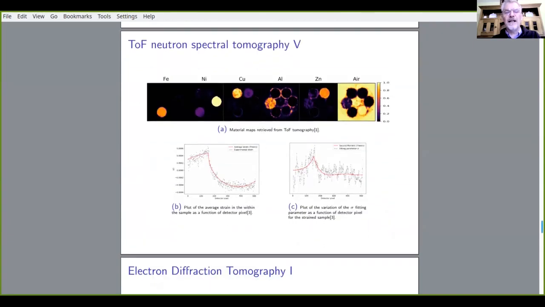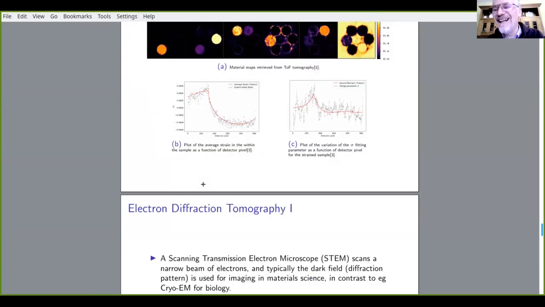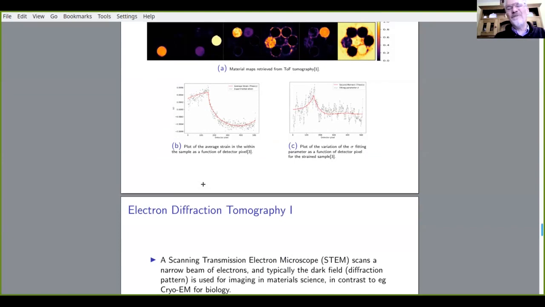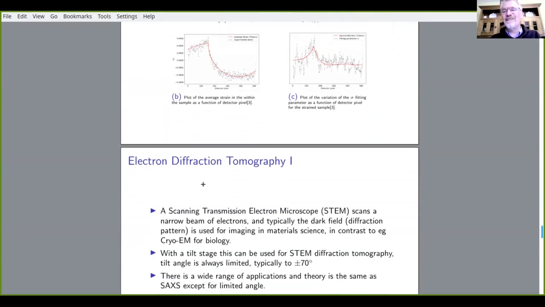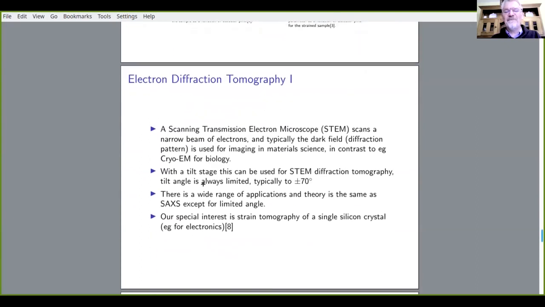So here's a reconstruction of some samples which were different metallic powders, just as a test. Maybe it's worth showing what the spectra really look like, and they're very, very noisy. Well, I need to move on to electron. That's a lightning tour of all the different types of tomography that we're involved in at the moment.